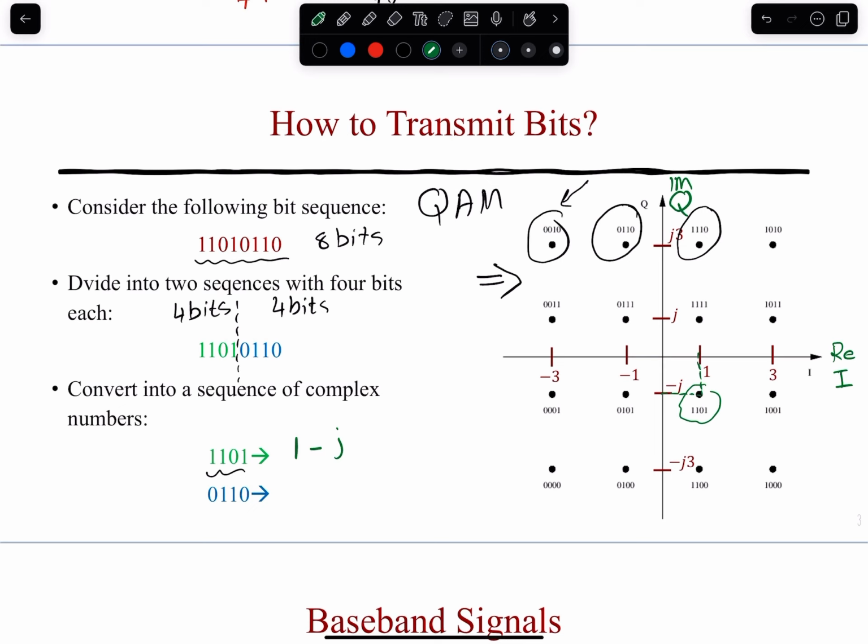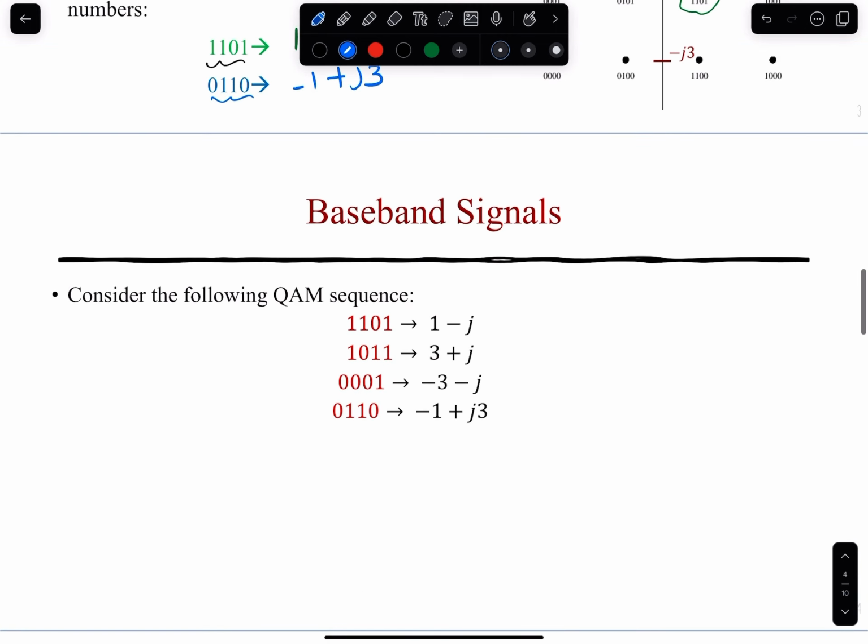Okay, then we have the second sequence over here, which is 0110. Again, we try to find it in this map. It is here, and this is associated with -1 plus j3. So if we have multiple of those bit sequences, let's assume that we have 4 over here, and we already mapped them to their corresponding complex numbers, or in-phase and quadrature components, as we call them in wireless communication.